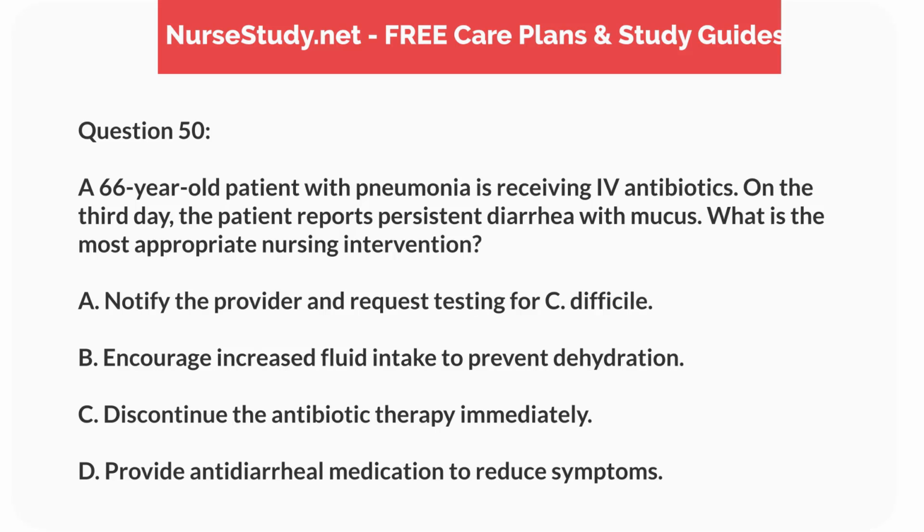On the third day, the patient reports persistent diarrhea with mucus. What is the most appropriate nursing intervention? A. Notify the provider and request testing for C. difficile. B. Encourage increased fluid intake to prevent dehydration. C. Discontinue the antibiotic therapy immediately. D. Provide antidiarrheal medication to reduce symptoms.